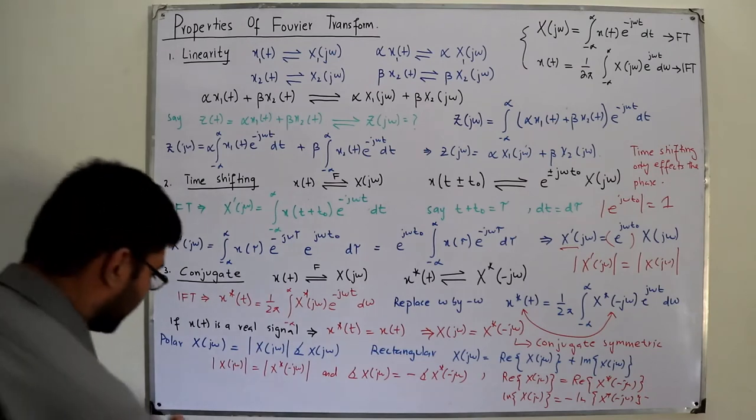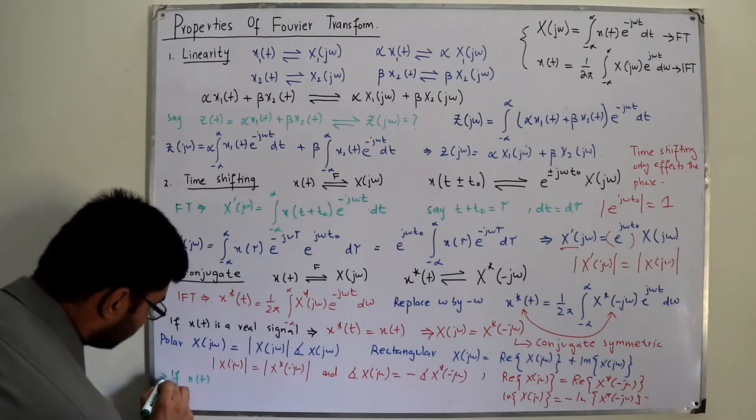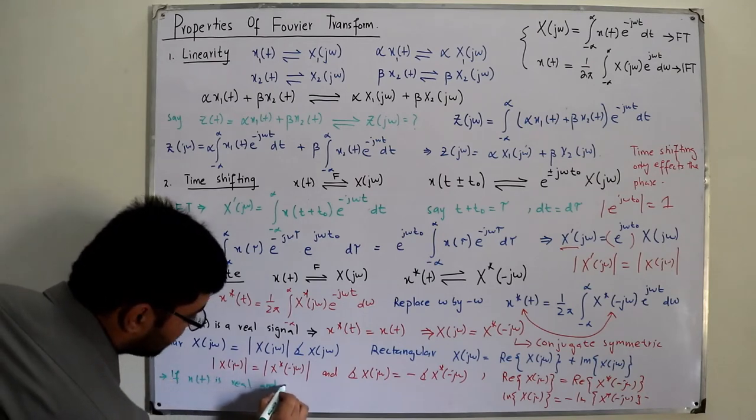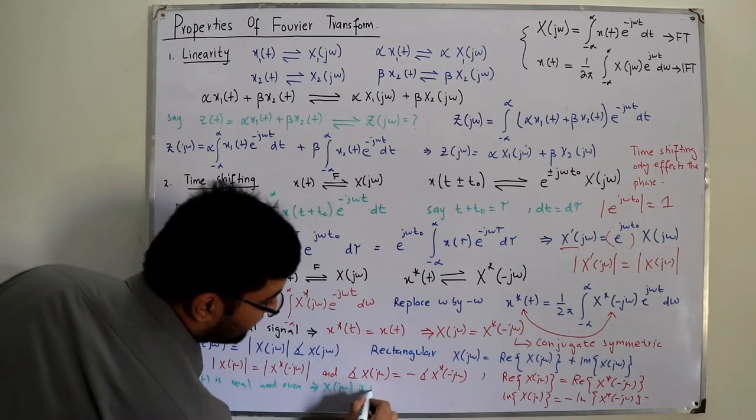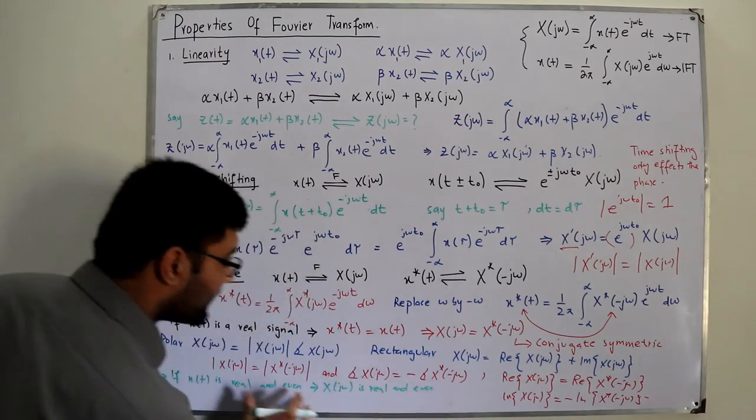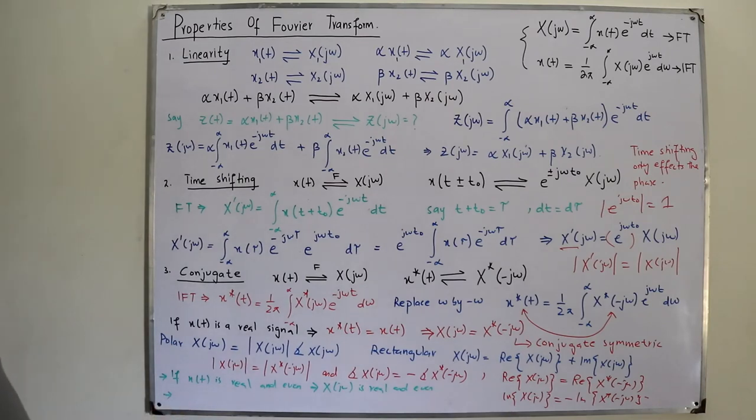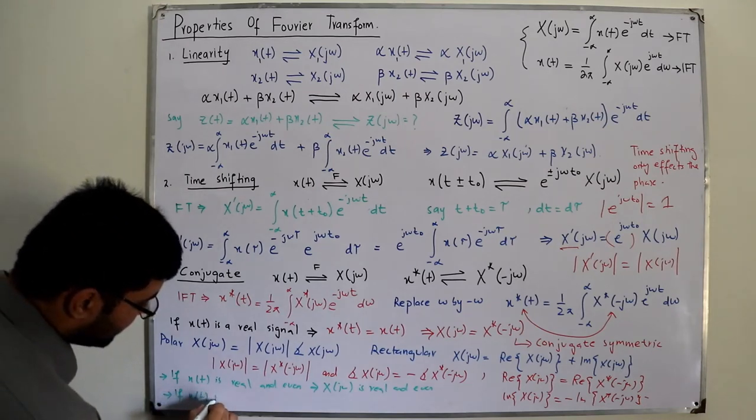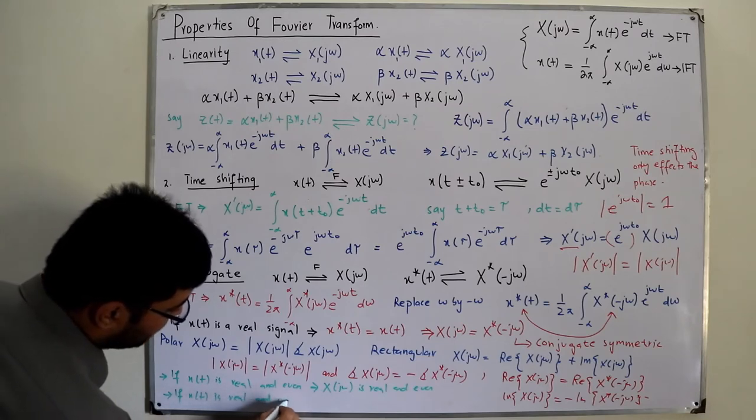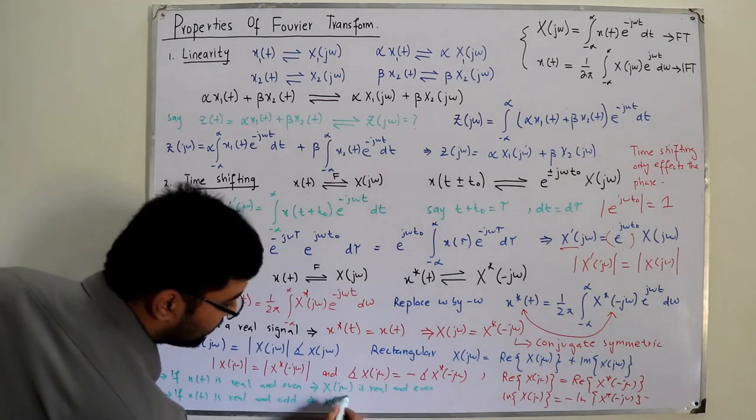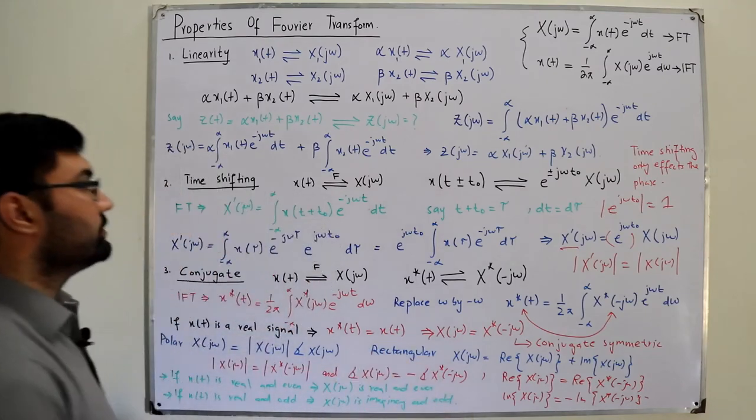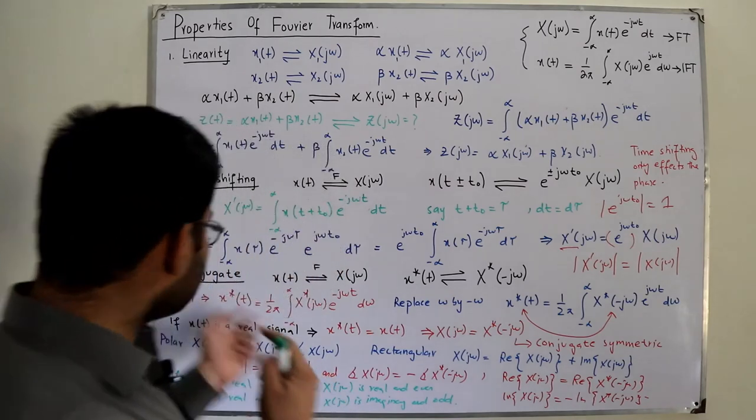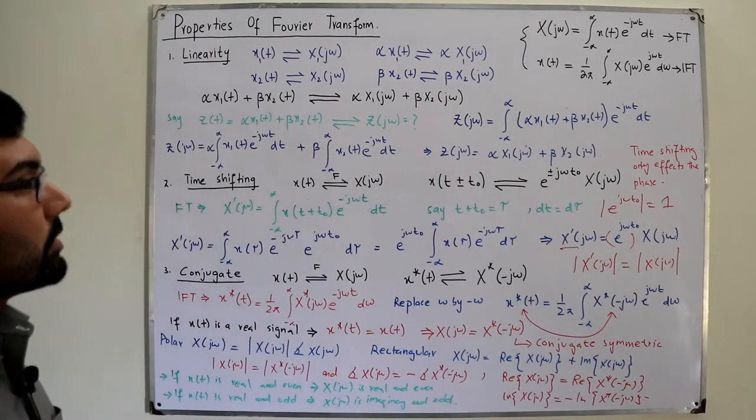If x of t is real and even, this implies that x of j omega is real and even. Fine, and you can prove this for yourself. And similarly, another condition is that if x of t is real and odd, this implies that x of j omega is imaginary and odd, and you can check this out by yourself. This is about the third property, that is the conjugate property.